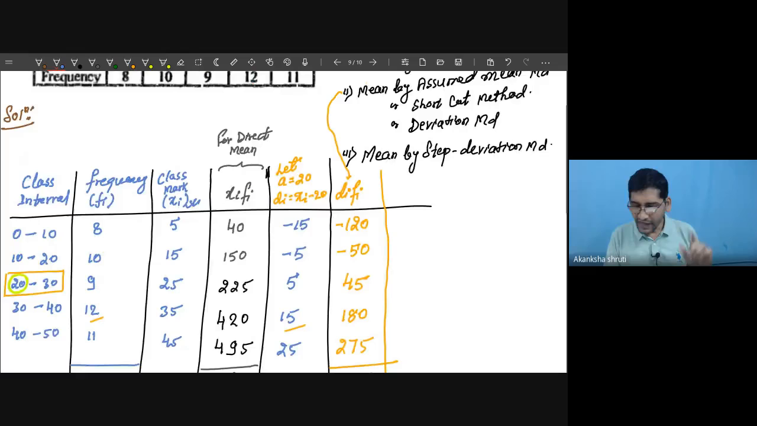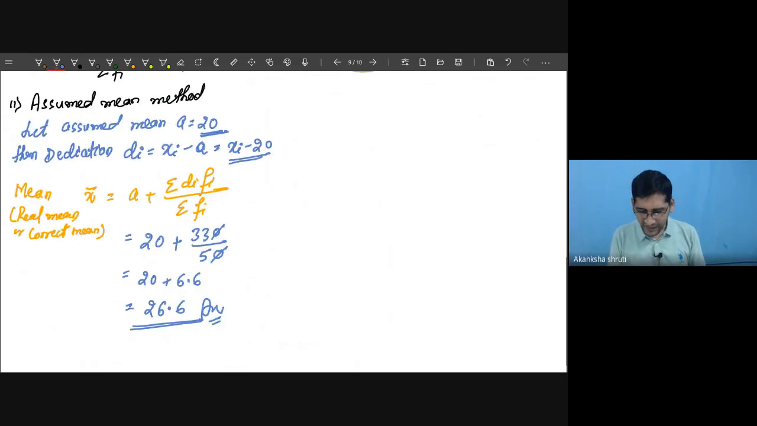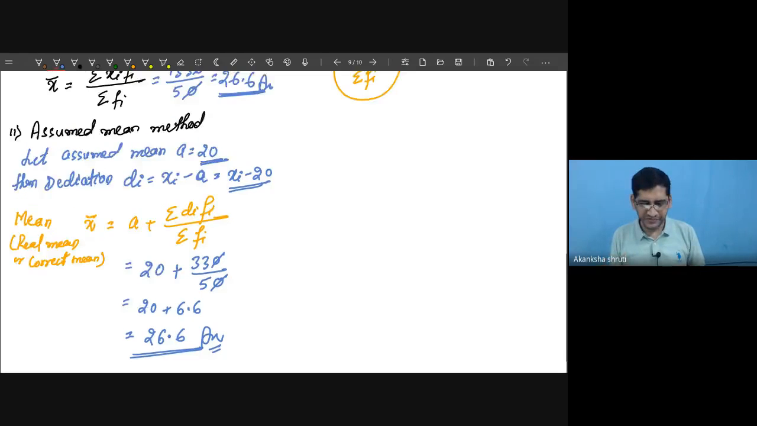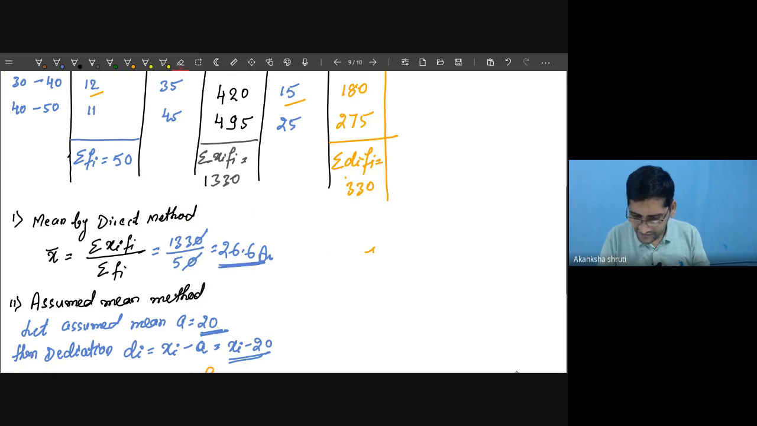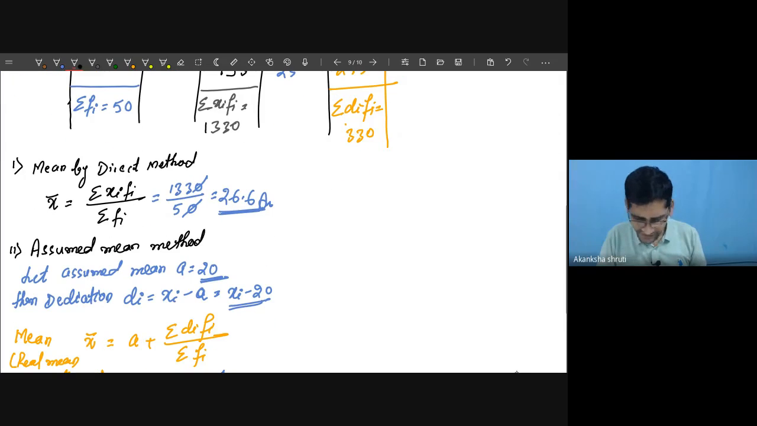That's all. Now let us come to the step deviation method. For the step deviation method, after this we shall go one step more. So let me write it here. Let me create the space. Let us calculate the fourth one. The third one is our step deviation method.